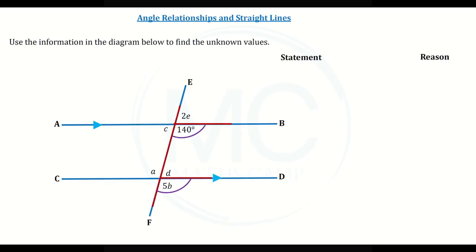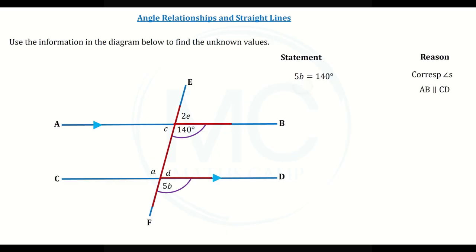We know that 5B is equal to 140 degrees because corresponding angles are equal. So as our reason, we say corresponding angles. Remember that the reason why corresponding angles are equal is because AB is parallel to CD, and we have to include this in our reason as well. Now, 5B is equal to 140 degrees. So let's find the value of B.